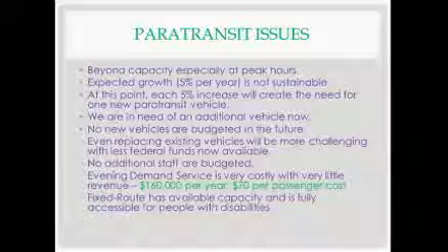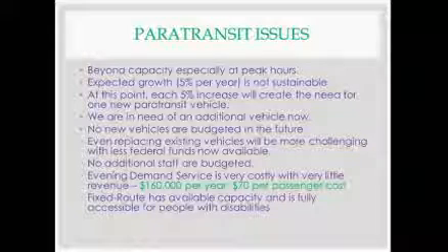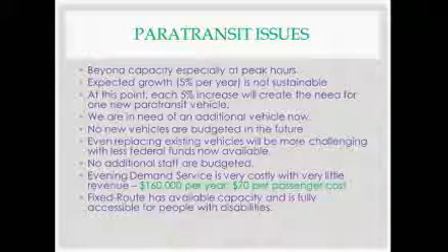Here are some of the issues, some of which I've already mentioned. We are certainly beyond capacity, especially at the peak hours. As you can imagine, at our peak hours, it's just like a roadway. We have all of our buses out there, and we have a window of time that we need to provide those services, and that's becoming more and more difficult and certainly stressing staff. Expected growth at 5% a year is not sustainable. We cannot keep doing that. At this point, each 5% increase will create the need for one new Paratransit vehicle, and as you'll see in a minute, that's going to be more difficult too with existing situations with the federal budget.